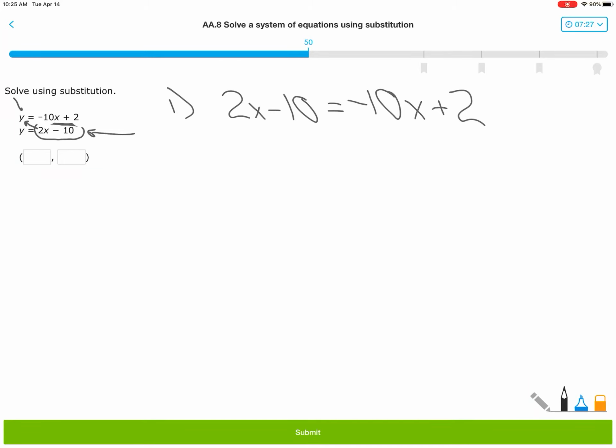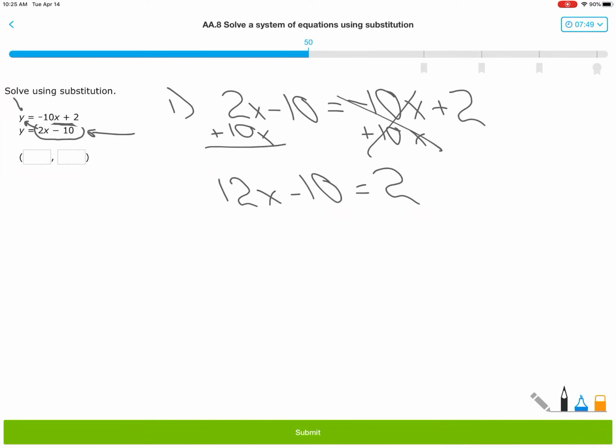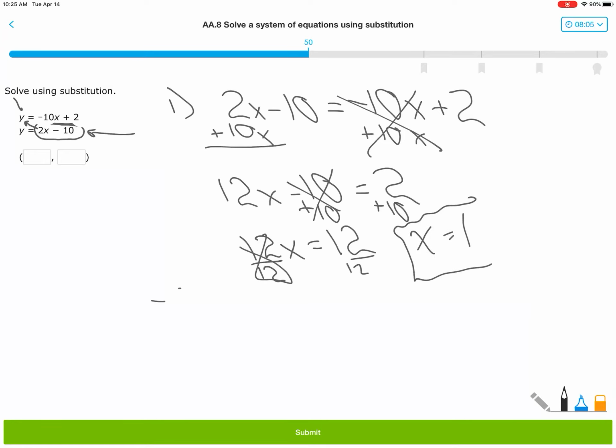And now if you remember solving equations with variables on both sides, I want to move this negative 10 to the other side. So I'm going to add 10x. Well, 10x plus 2x is 12x. Minus 10 equals 2. Add the 10. 12x equals 12. Divide by 12. X is 1.